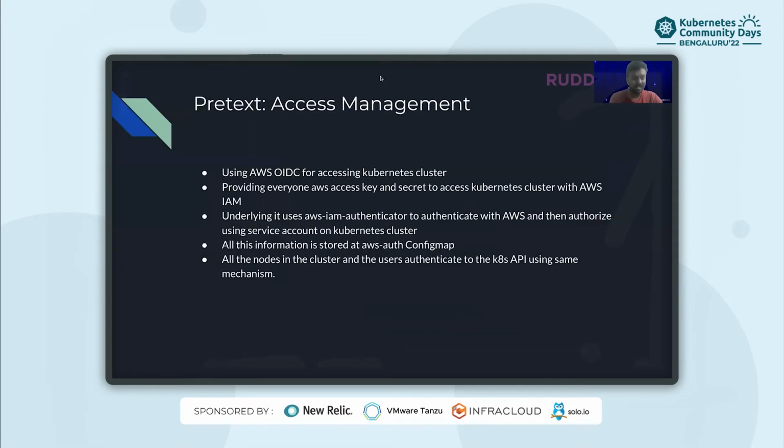As Mitesh mentioned earlier, we use AWS EKS for all our clusters, and we use OIDC for our access management. One of the key components there is something called the aws-auth config map, which contains all the information about the users that have access to the cluster, and also defines the permissions that all the worker nodes need to access the Kubernetes API.